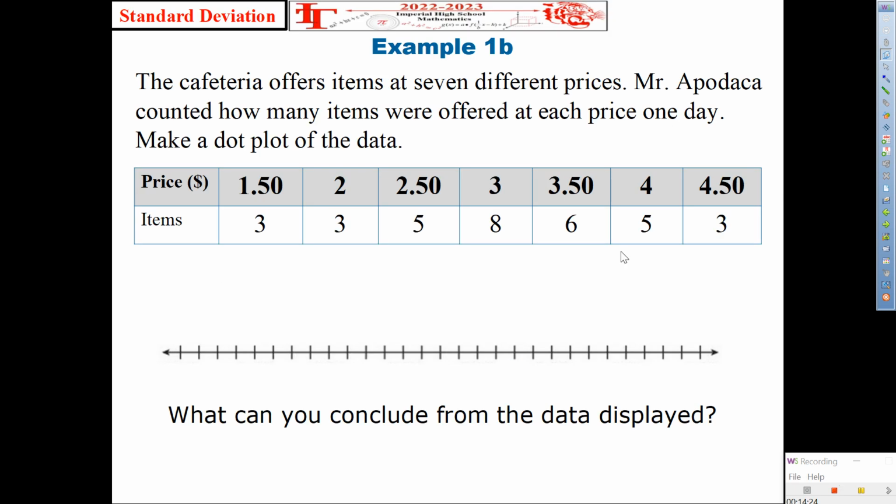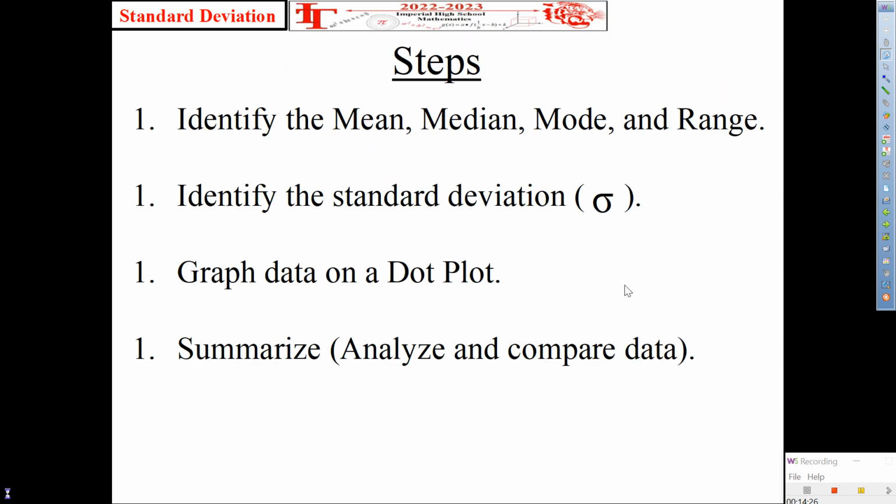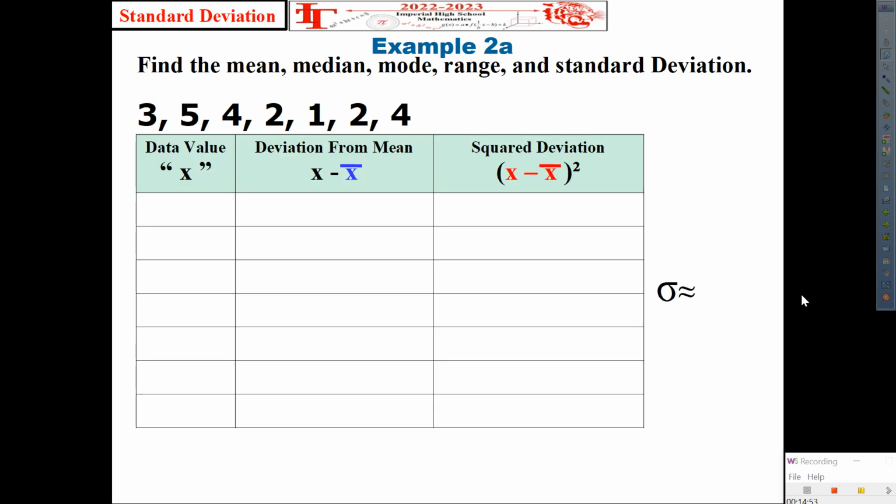All right. So, look up. Don't write this down. There's 4 steps, but I only made them 1. Identify the mean, median, mode, and range. Do we know how to do that? Do we know how to identify the standard deviation? Yes. You probably forgot, but yes, you do. Graph the data on the dot plot. Do we know how to use a dot plot? Yes. And do we know how to summarize? Yes. Okay, ready? Copy this. Example 2A.